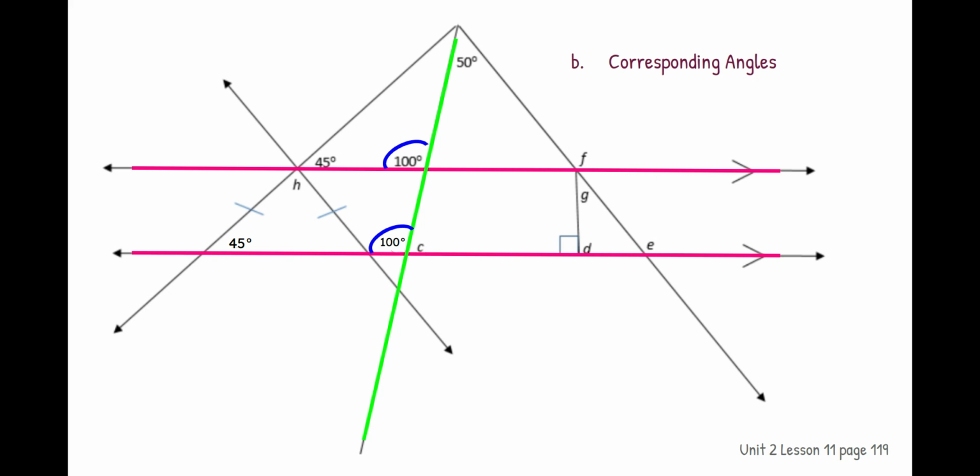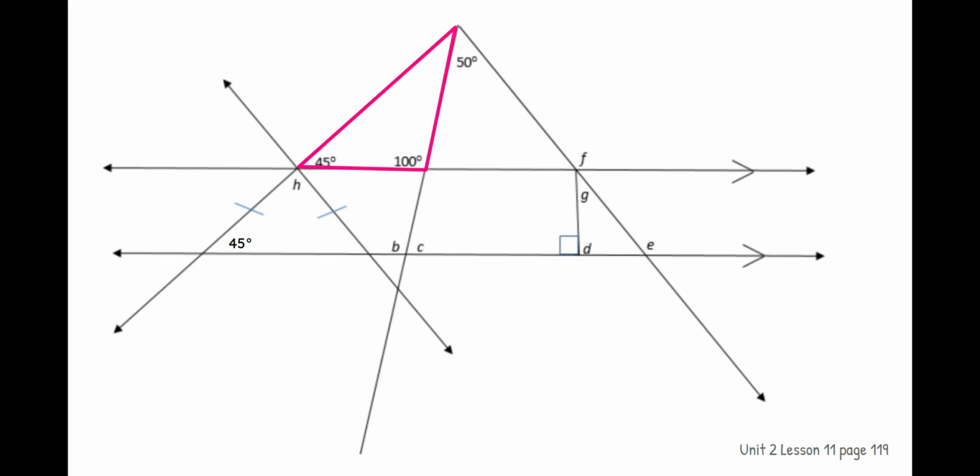As with many of these, there are multiple ways to find the missing angle measure, so here's another way to find angle B. Notice this triangle. We can figure out the third angle because angles in a triangle add up to 180. So this angle is 35 degrees.